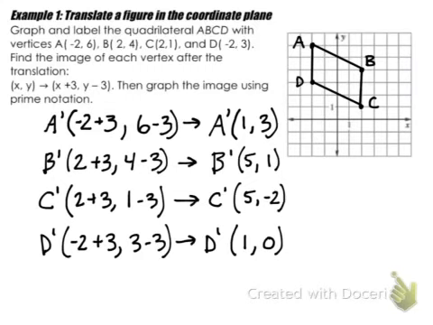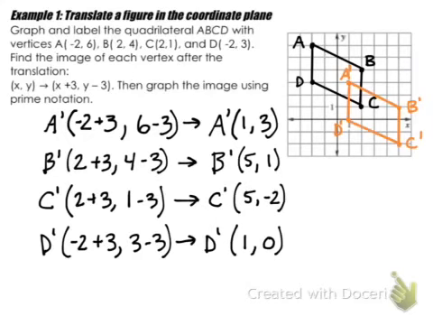So then when we graph that on our coordinate plane, this is our image. This is our pre-image. So our vertex for A prime would be at 1, 3. Our vertex for B prime would be at 5, 1. Our vertex for C prime would be at 5, negative 2. And then D prime would be at 1, 0.